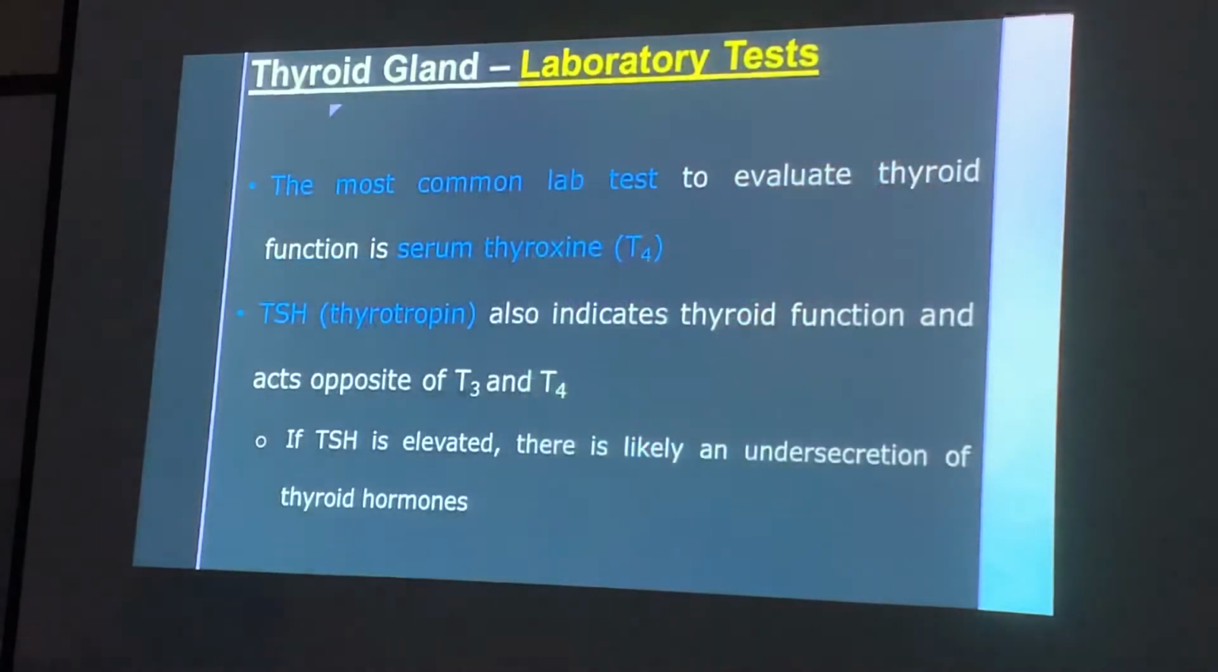All right, so let's think about our laboratory data. The most common lab test to evaluate the thyroid is serum thyroxine, the T4 hormone. TSH, also known as thyrotropin, also indicates thyroid function and acts opposite of T4. Therefore, if the TSH is elevated, then our T3 and T4 are going to be reduced, meaning that the thyroid is not secreting as many hormones as it needs to. And vice versa. If the TSH is reduced, then likely our T3 and T4 hormones are going to be increased, or over secretion of the thyroid, meaning like hyperthyroidism.